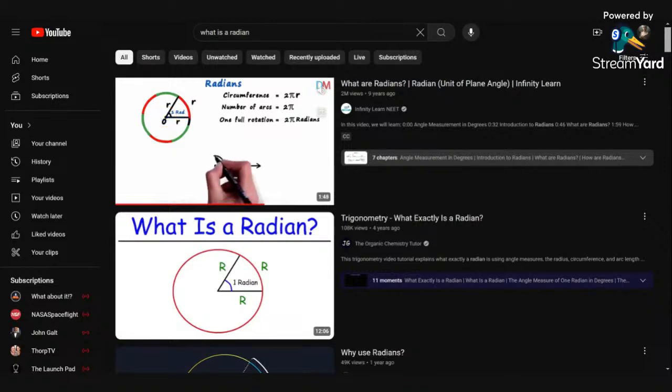We also know that 1 full rotation equals 360 degrees. As both equal 1 full rotation, these two will be equal. 2 pi radians will equal 360 degrees. That's the relation between degrees and radians.